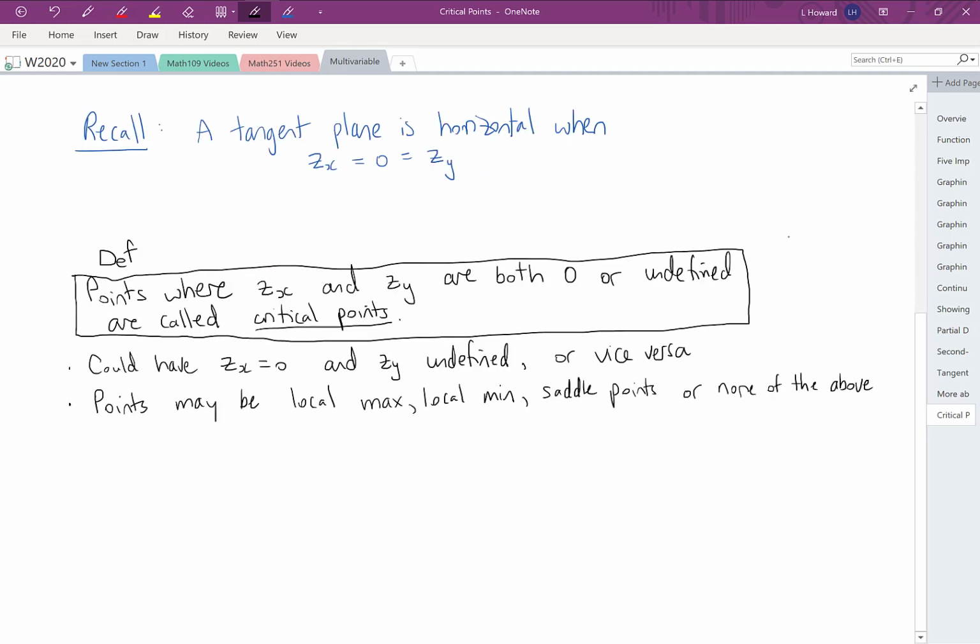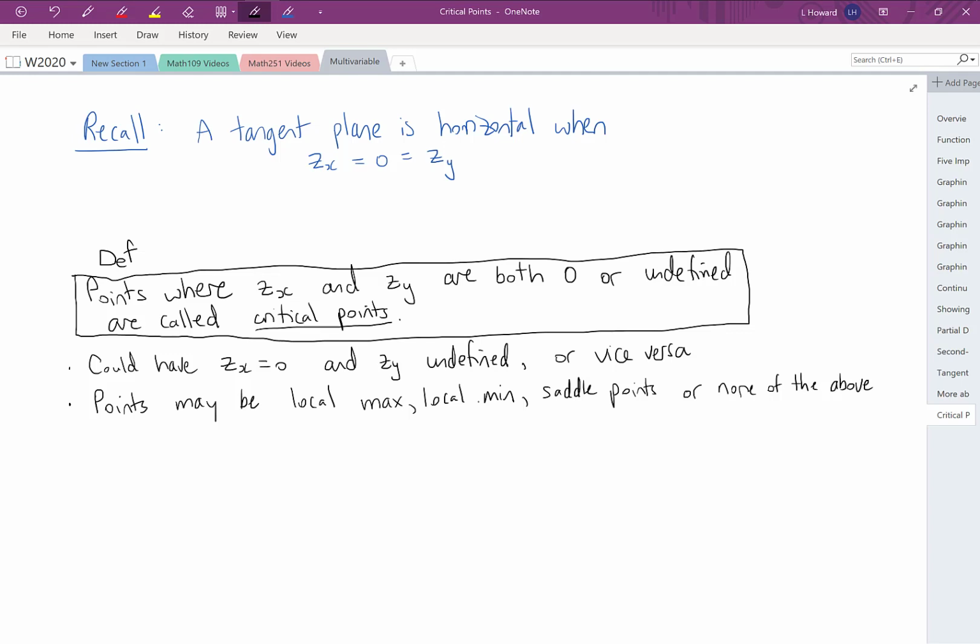So let's look at a definition now for critical points of multivariable functions. Points where z sub x and z sub y are both 0 or undefined are called critical points. Just a couple comments about this definition before we draw a picture. So first of all, you could have, for example, z sub x equals 0 and z sub y undefined, or vice versa. So you need both z sub x and z sub y to be either 0 or undefined, but they don't have to both be 0 or both be undefined. So that's the first subtlety of the definition.